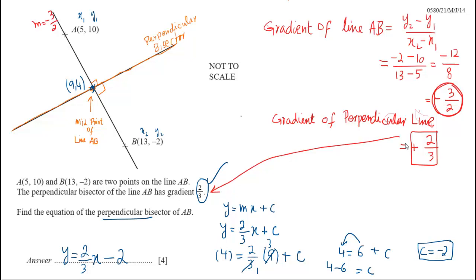The purpose of this was, if the gradient of the perpendicular line is not given, how we can calculate it in that case. So now I have told you how to find the gradient of the perpendicular line, and how to find the equation of the perpendicular bisector.